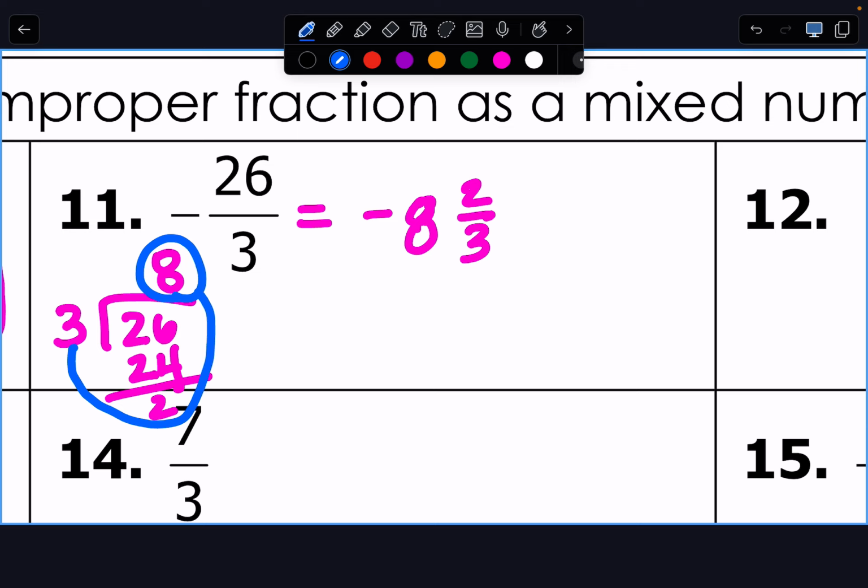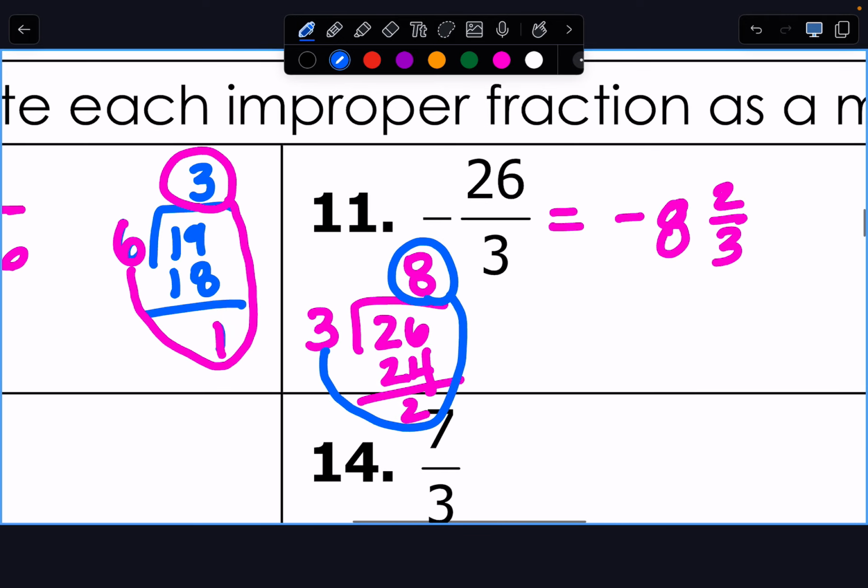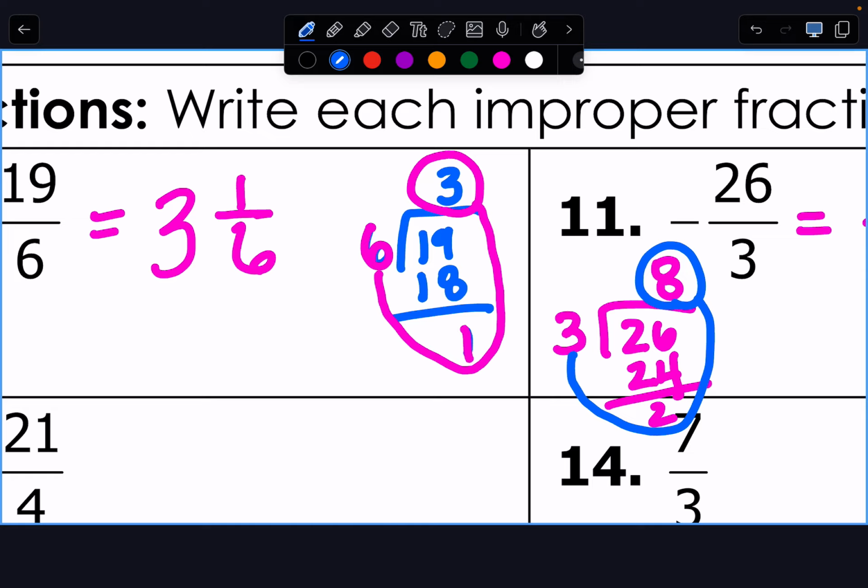Okay. Now what if I wanted to go the other way? What if I had this? How do I get back to 26 over 3? What do you do, Kaylee? I was going to ask what number 10 was. Number 10 was 3 1/6. Thank you. You are welcome.